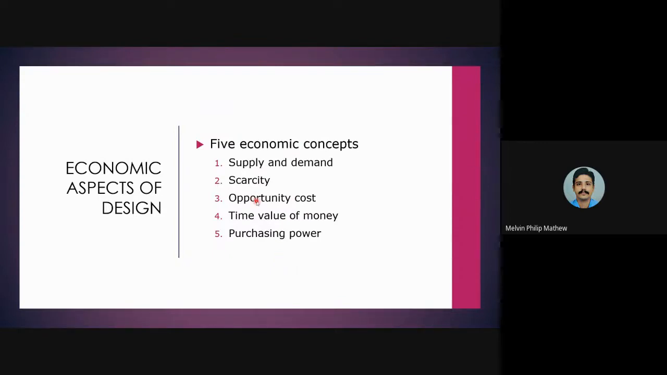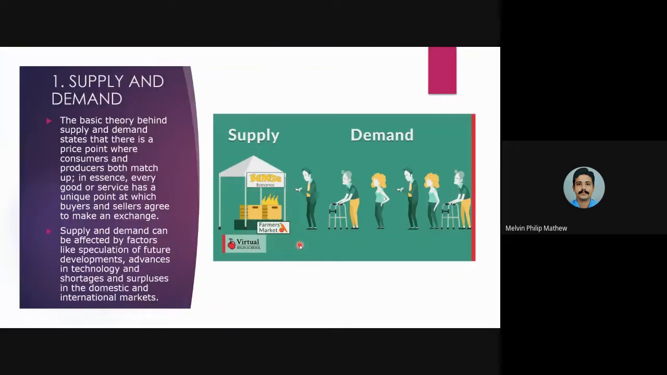Next are the economic aspects of design. Basically, there are five aspects of design: supply and demand, scarcity, opportunity cost, time value of money, and purchasing power. So what is supply and demand? From the term itself, it means that when demand increases, supply has to be increased, and when demand decreases, supply has to be reduced. So it is the production cycle. We are producing the product according to the demand. That comes under supply and demand.